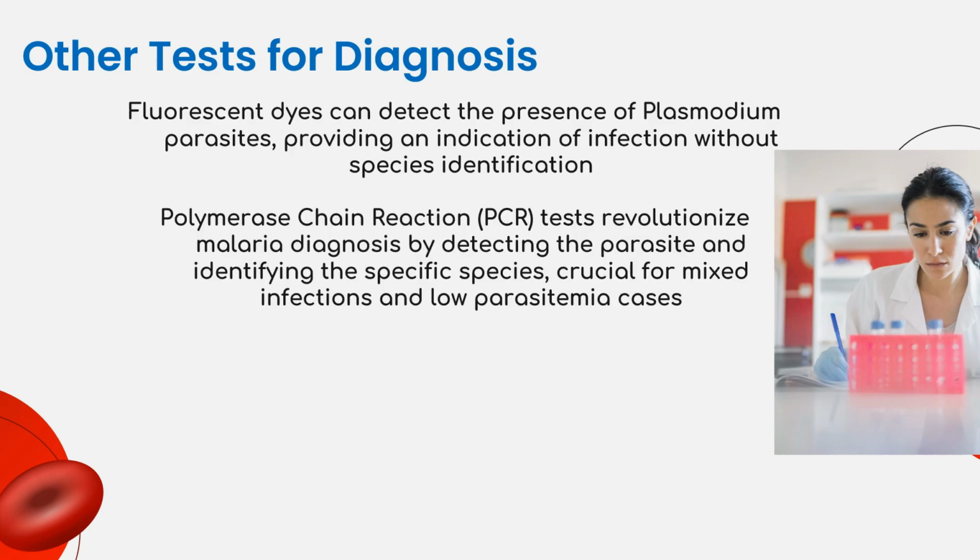Molecular tests, such as polymerase chain reaction, PCR, revolutionize malaria diagnosis. These tests not only detect the presence of the parasite but also identify the specific species. This is especially crucial in cases of mixed infections, low parasitemia, and infections with elusive species like Plasmodium knowlesi.